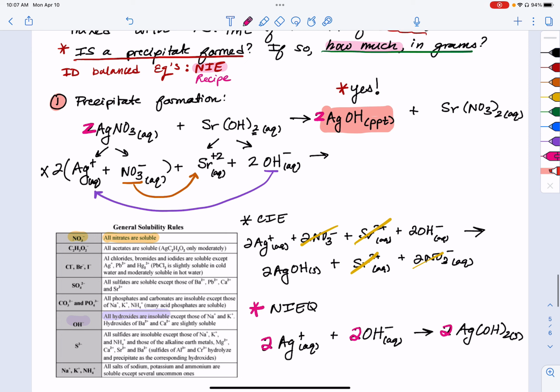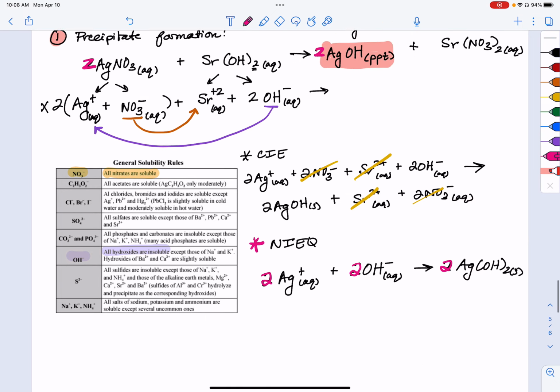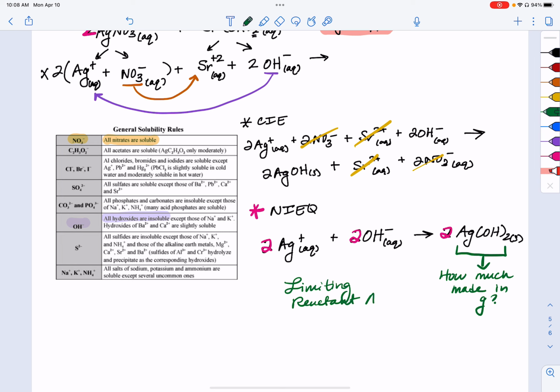Okay, so yes, we have formed a precipitate and we've obtained our recipe. So in the next part of this question, we are asked, if so, how much is formed in grams? So we need to figure out how much of this is made in grams. And in order to do that, we need to do a limiting reactant analysis.